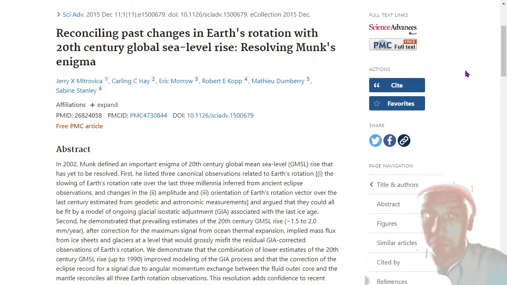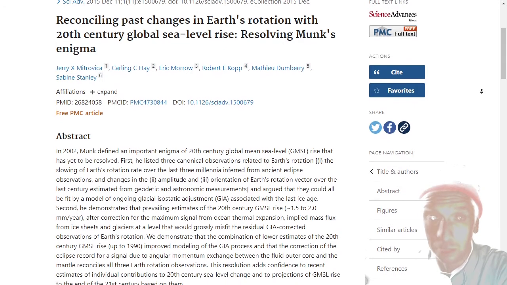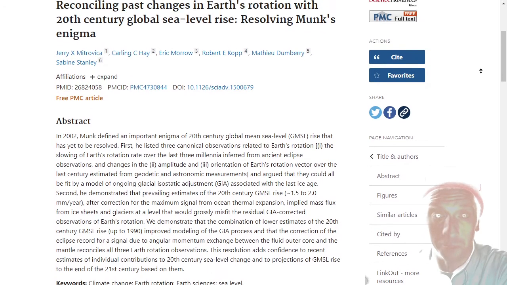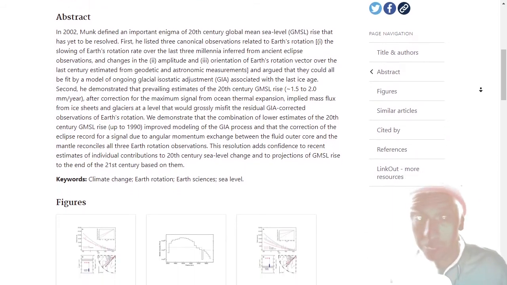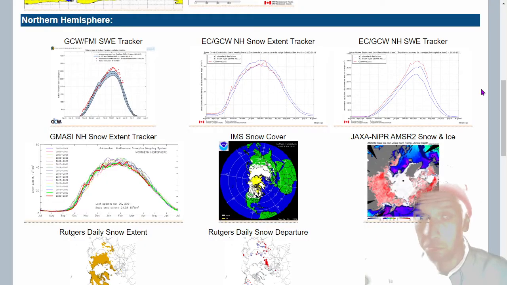Now, this is shown by the geologic record and by eclipse data. Here's an article about it, reconciling past changes in Earth's rotation with 20th century global sea level rise, resolving Munk's enigma. So perhaps check this one out. This one is from 2015, but there's all kinds of information you can find out about this, folks. So perhaps check that out.